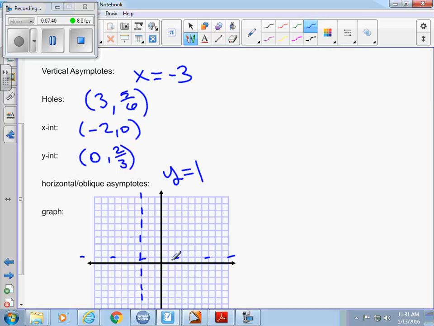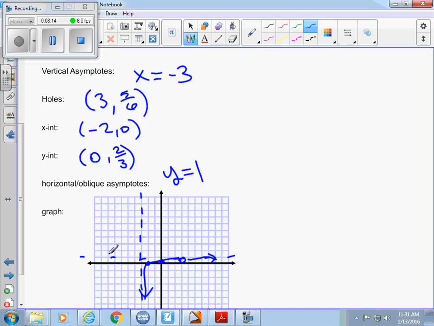0, 2/3, that is below that horizontal asymptote. Negative 2/3, 0. Would you agree that those 2 points are probably enough for me to graph the right-hand side? And then the 3 5/6 is a hole. I'm going to approach that horizontal asymptote, and I'm going to approach that vertical asymptote. Then to get the other side, what am I going to do?